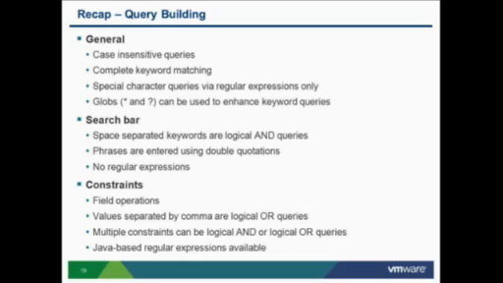On the search bar, keywords separated by space are logical AND operations. You can use double quotations to match phrases, and there are no regular expressions. Constraints allow for field operations. I demonstrated mostly text space, but other fields can be used as well. Fields are used as a way to add structure to your unstructured events. Multiple constraints can be logically AND or logically OR queried, and Java-based regular expressions are available as needed.